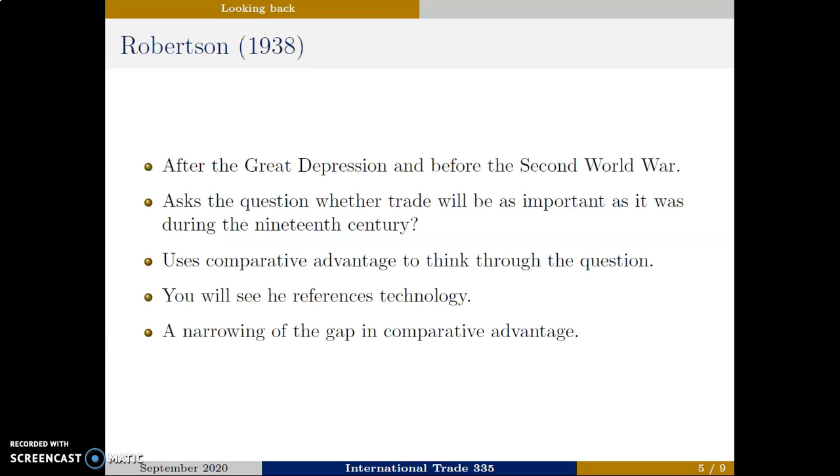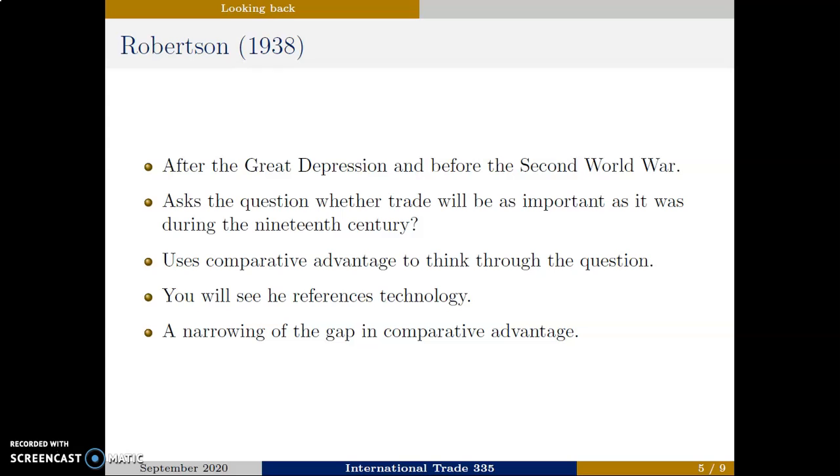It is important to note the year in which this article was published, 1938. This is after the Great Depression of the early 1930s, but before the Second World War. In fact, the Second World War will break out almost a year later. Robertson asked the question whether trade will be as important in the 20th century as it was in the 19th century. From week 8, you should have an idea of what trade was like in the 19th century that he refers to here.